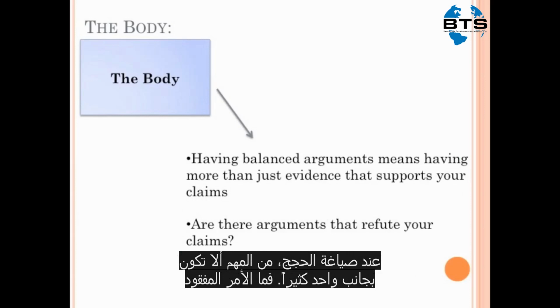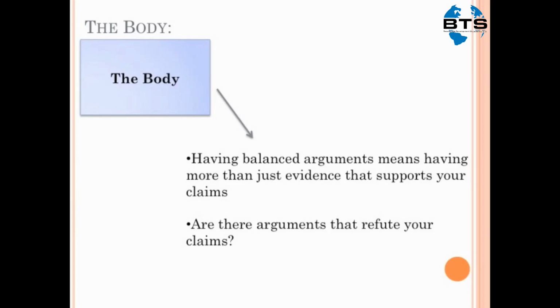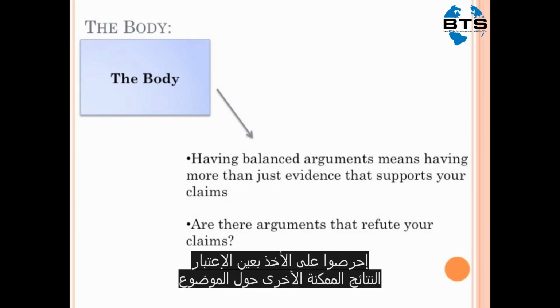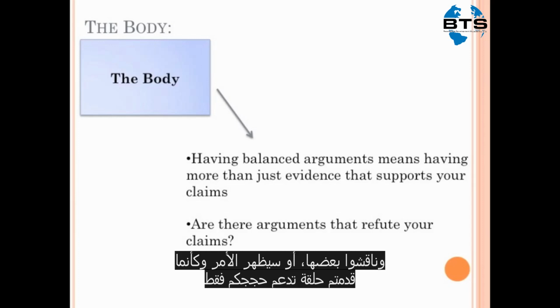When you're forming your argument, it's important to not be too one-sided. What's missing from the literature? Are the sources you've cited representative of the commonly held belief, or are they new or somewhat controversial? Make sure you consider other possible outcomes and conclusions on your topic and address some of them, or it will appear that you've only found research that supports your argument.